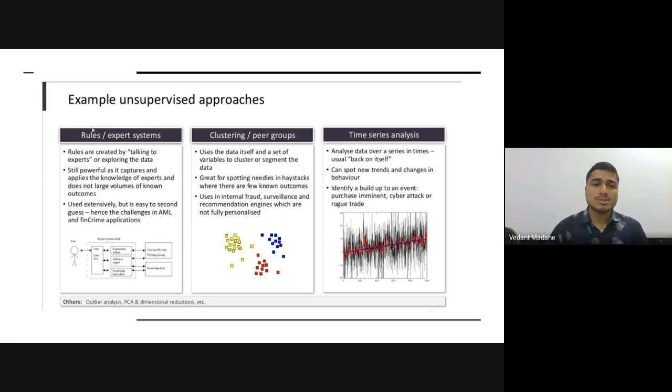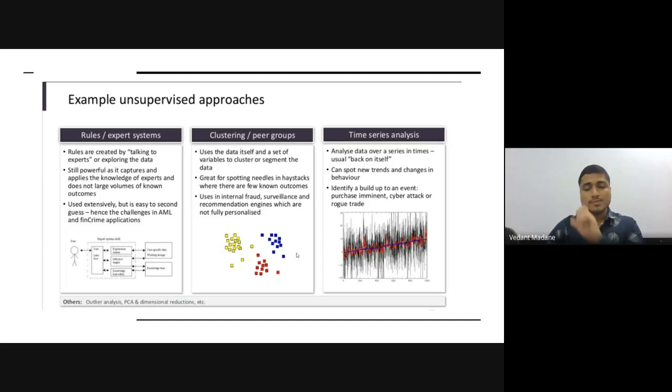But all you do is specify rules. If this happens, then that. There is not much intelligence involved there. Then clustering and peer groups. So there is the k-means clustering algorithm. It takes the means, and for every new data point which you insert, it tries to classify it into these predefined groups. Then there is segmenting analysis.